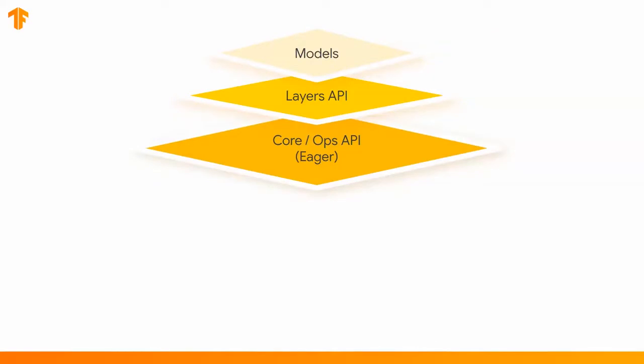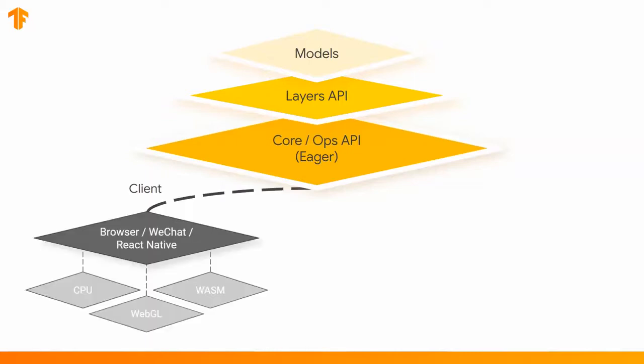So you can see how this comes together. Essentially, we've got our models at the top there. They sit upon the layers API, and then that sits upon the core or ops API just below that. Now that can talk to different environments, such as the client side, and within the client side you might have different environments as well, like browser, WeChat, or React Native, for example. And each one of these environments knows how to talk to different backends, such as the CPU, that's always available, but also other things like WebGL if you want graphics card acceleration on the front end, or WASM, WebAssembly, if you want to have better CPU performance.